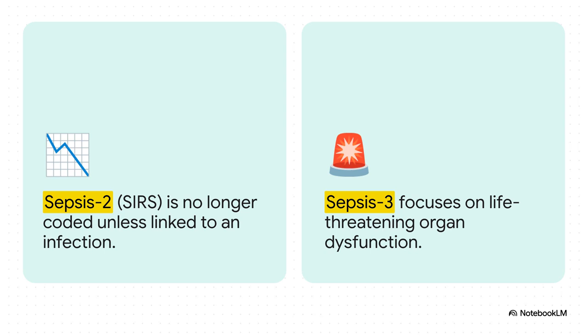We've largely moved away from the older Sepsis 2 SIRS criteria to the modern Sepsis 3 definition, which defines it as life-threatening organ dysfunction caused by a dysregulated host response. SIRS on its own is essentially no longer coded unless the provider explicitly links it to a localized infection. Truly understanding this shift is exactly how you build a query-proof chart that can withstand payer denials and auditor scrutiny.